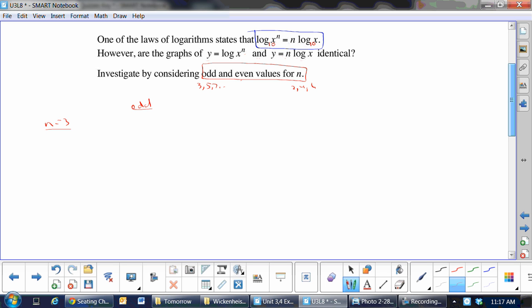So let's graph y equals 3 log x. Can you actually do that in your calculator? Y equals 3 log x. How would you do that? Just like it says, okay? You don't have to get fancy. Y equals 3 log x. Okay, and you should get something that looks kind of like this, right?